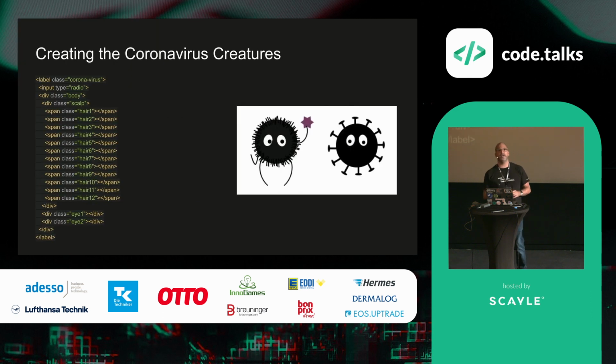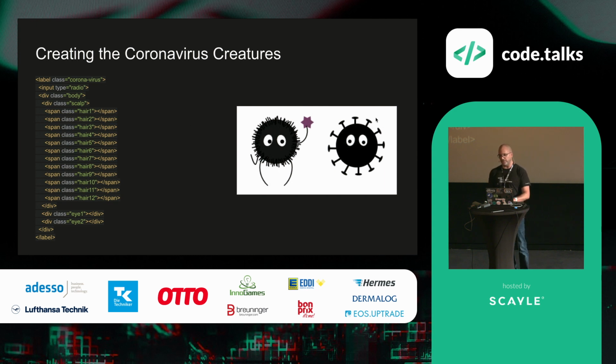The first thing that I wanted to create in the game was the coronavirus creature. This was my inspiration. In the end, I created this cute creature, and I love it because this is my creature. And then I started to create the HTML of every one of those coronavirus creatures. First, I created this label HTML element with a class of coronavirus, and inside I put an input type radio. And you may ask, why am I putting a label element, and why is there an input type radio inside? This is part of the logic that we will talk about a little bit later.